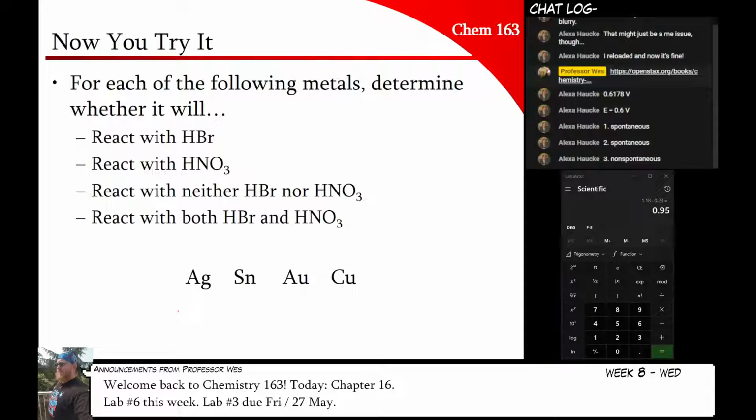Now, the first thing you're going to need to do is figure out, okay, well, which acid does what, and what's their E for these. And then remember that their E has to be less than the E for the acid, because the acid is always getting reduced. The metals are getting oxidized.